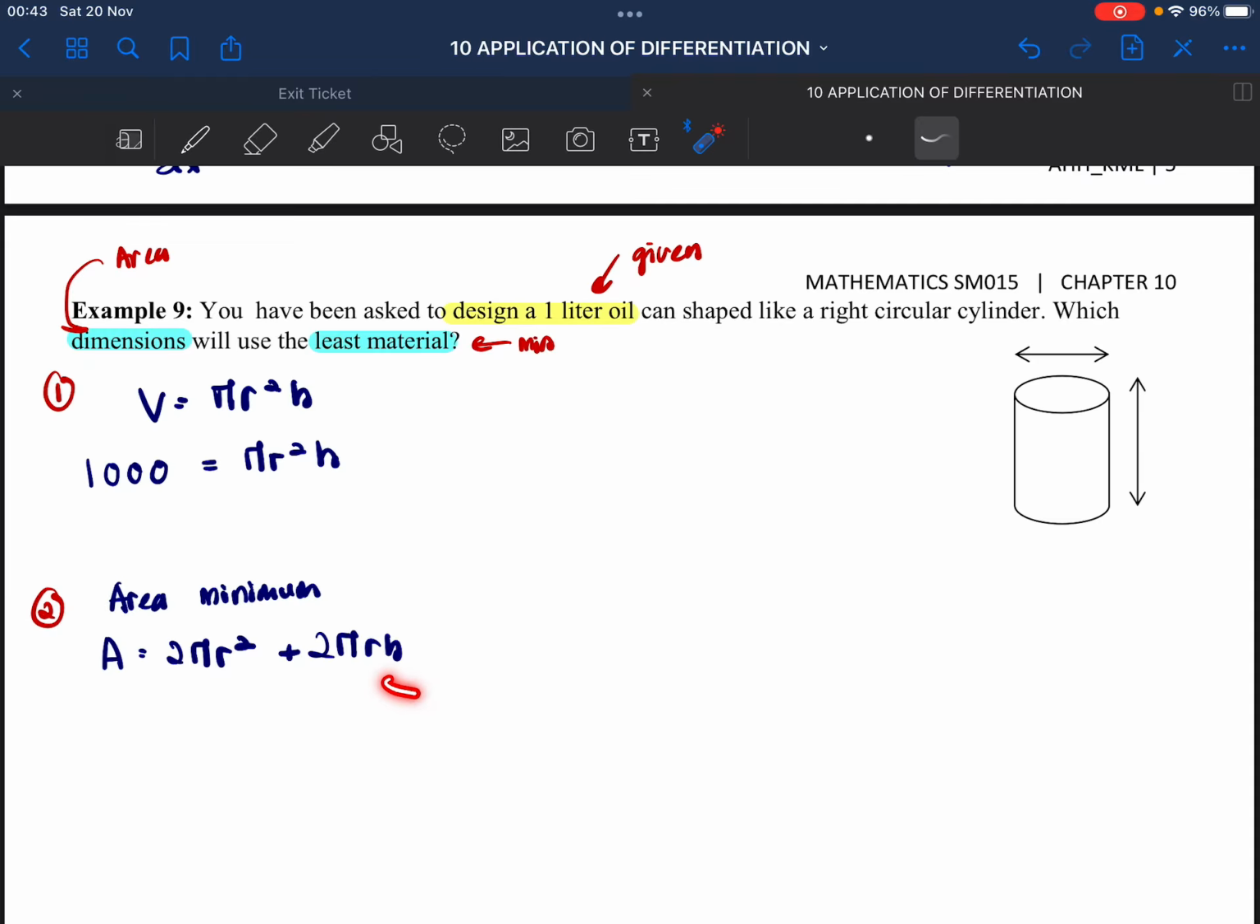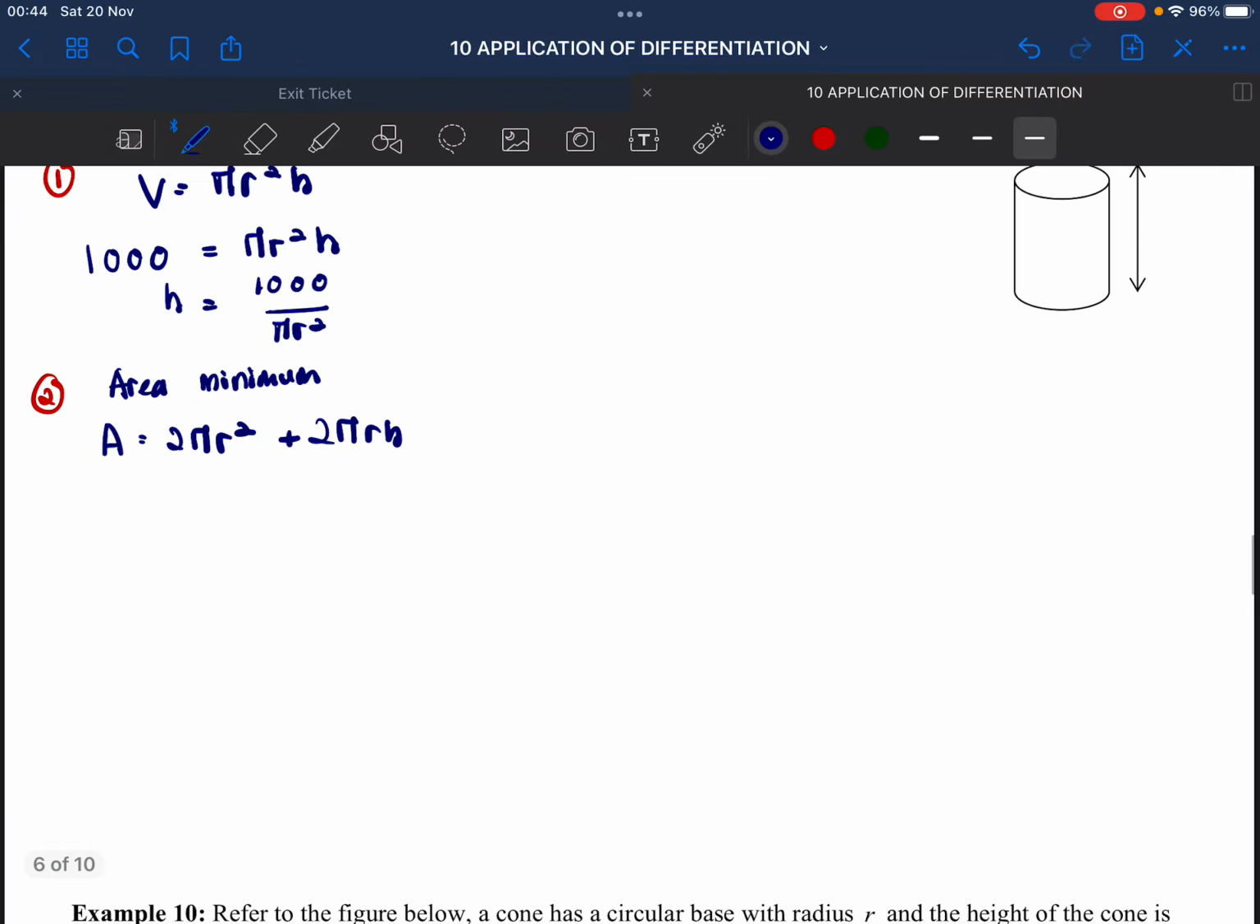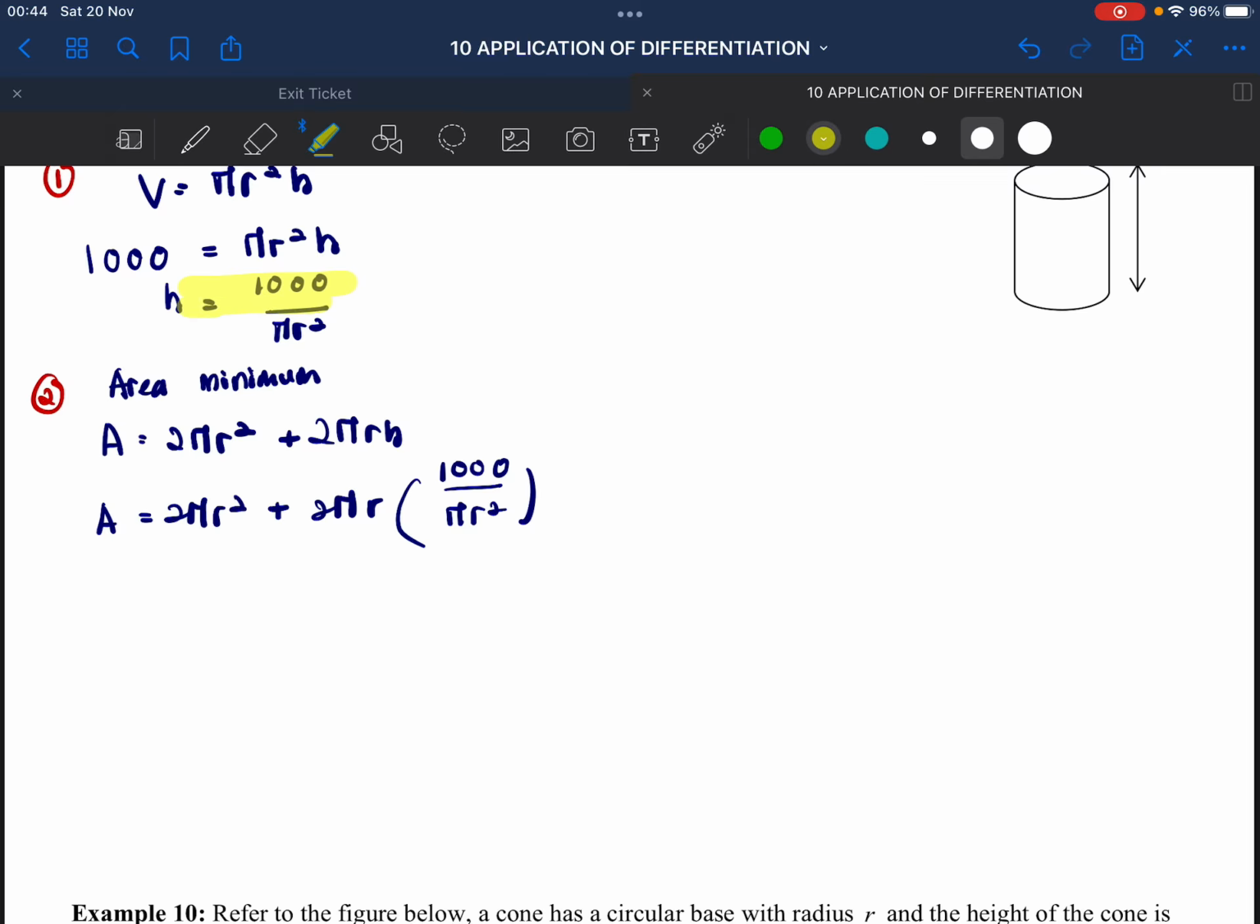So as the first step here, from the equation given, do you want to change your r square or do you want to change your h? Depends on the question. Whichever is easier. So for now, let's just make h the subject. So you're going to have 1000 over pi r square. Okay, so we are going to substitute h into this. So you are going to have A equals 2 pi r square plus 2 pi r times 1000 over pi r square. Okay, remember here, substitute into here.